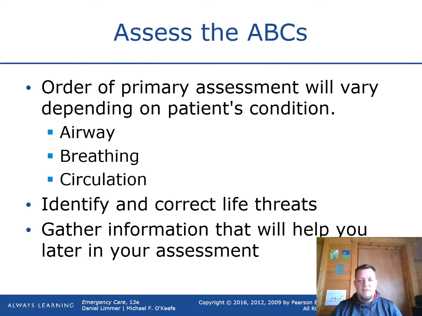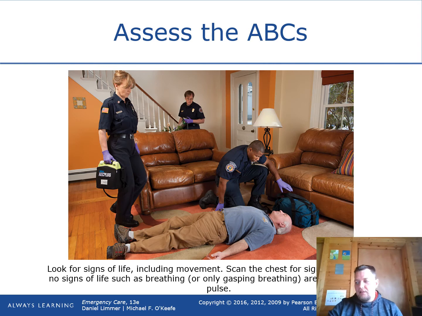So the order of the primary assessment will vary depending on the patient's condition. We're going to identify and correct any life threats, gather information that will later help you in your assessment. So, assess the ABCs. We're going to look for signs of life, including movement, scan the chest for signs of breathing. If there's no signs of life, such as breathing, then we're going to check for a pulse. If we don't have a pulse, then we're going to start CPR.